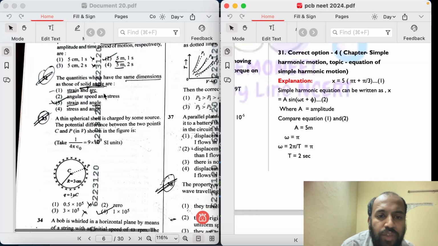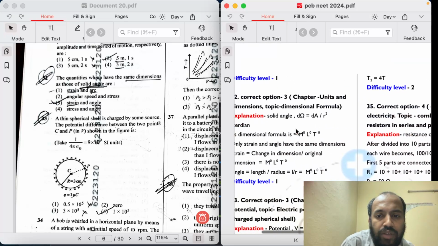Let's go to the next question, which is theoretical. The quantities which have the same dimension as those of solid angle are. Now solid angle, from the first chapter of units and dimension in class 11, has a unit of steradian, and it's a supplementary unit, so it does not have any dimension, so it is dimensionless. So that means in the options I have to check which are the quantities that do not have any dimension. So let's look into the solution for this.